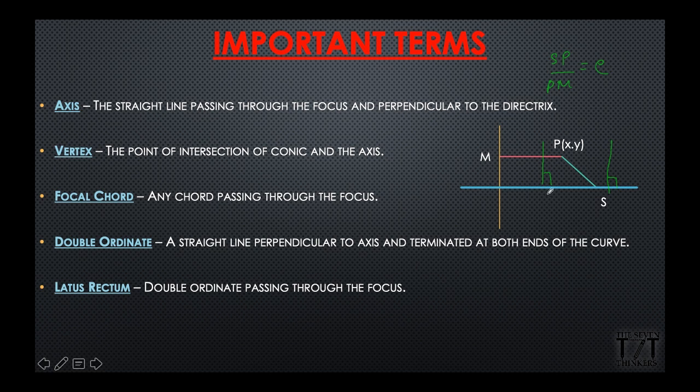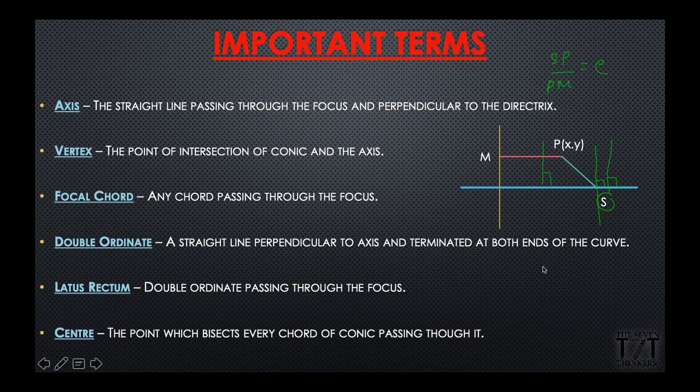Latus rectum. Again a new term, but it means that the double ordinate which passes through the focus is known as latus rectum. So a double ordinate, it means it is a perpendicular line but which passes through the focus, that is S, is termed as latus rectum.